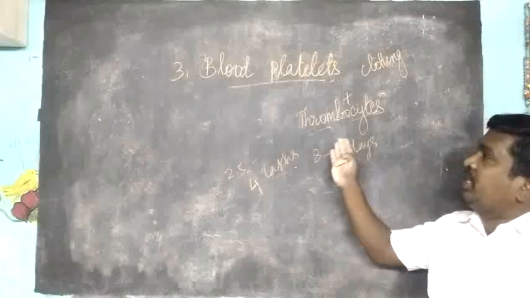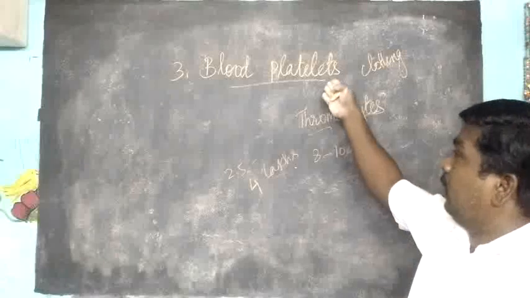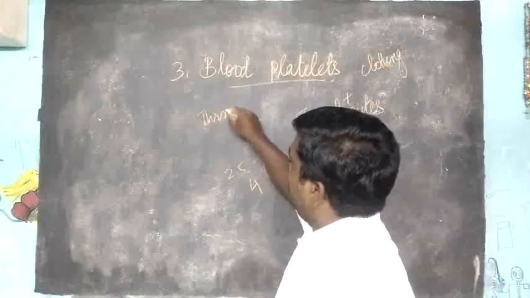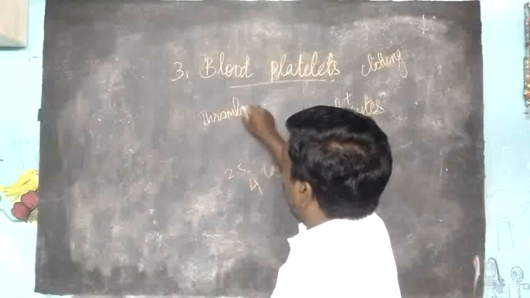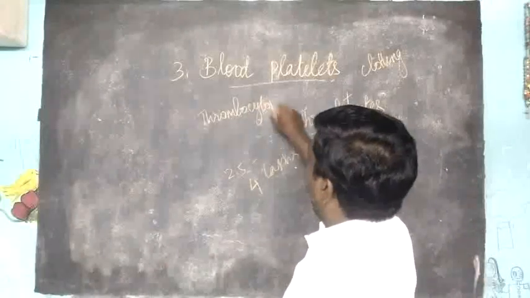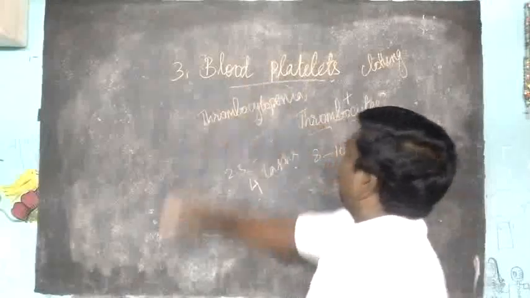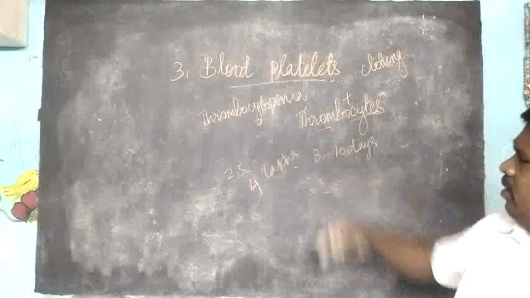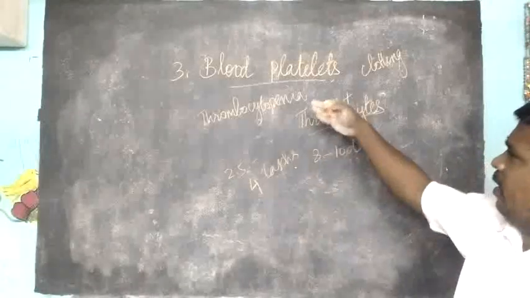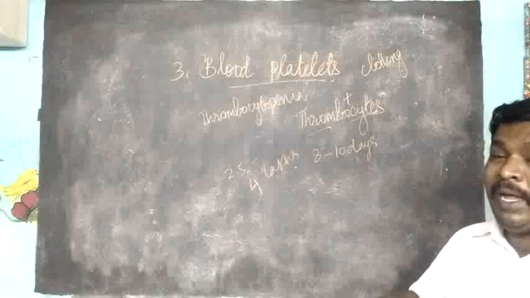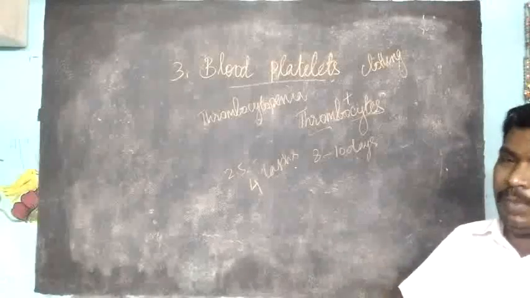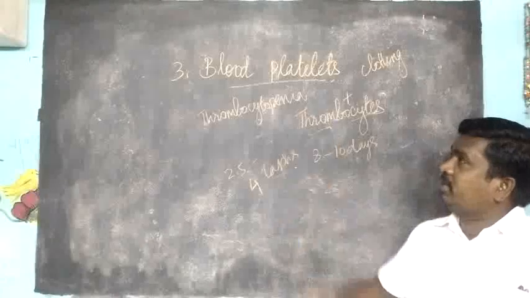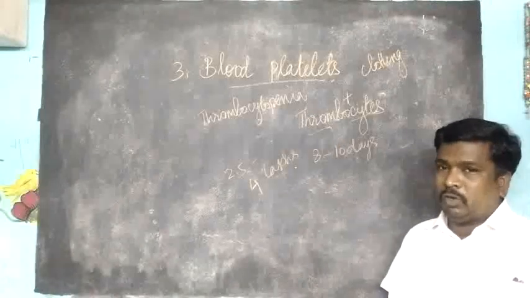So the deficiency of blood platelets, the thrombocytes, is called thrombocytopenia. Thrombocytopenia is a dreadful, dangerous disease. Okay, so deficiency of platelets causes thrombocytopenia, and we lose the blood clotting mechanism or ability. Okay, these are all the functions and characteristic features of blood platelets or thrombocytes.